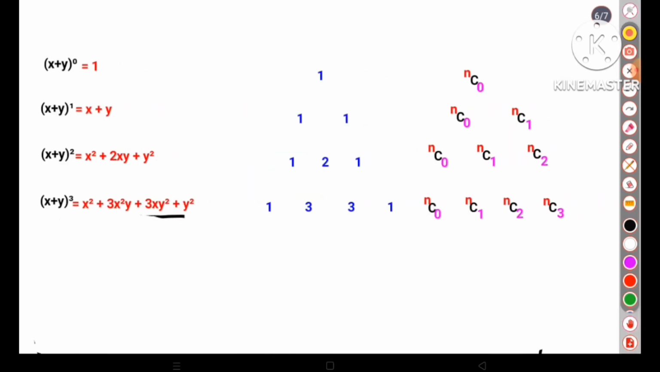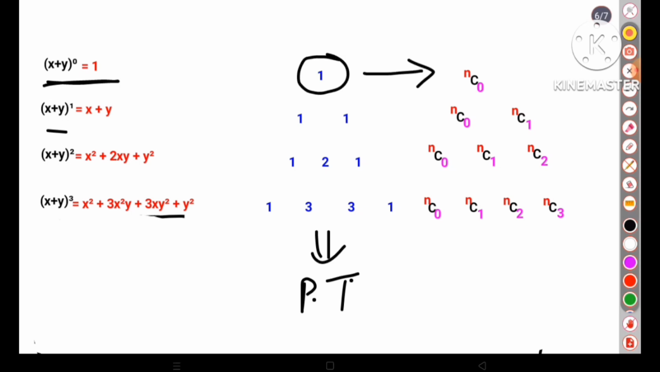Here we have written the coefficients in this form, and this forms the Pascal triangle. Again, this 1 is equal to nC0. Similarly, this 1 is equal to nC0. Here, in this case, n is 1 because the power of the expression is 1. So, 1C0 is equal to 1. Similarly, here n is equal to 1. So, 1C1 is equal to 1.